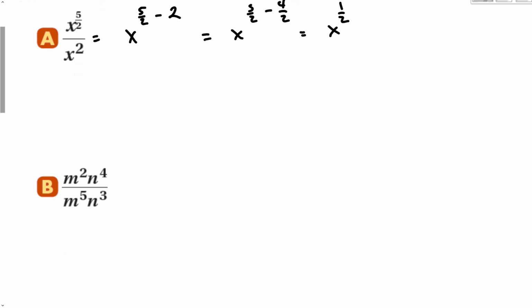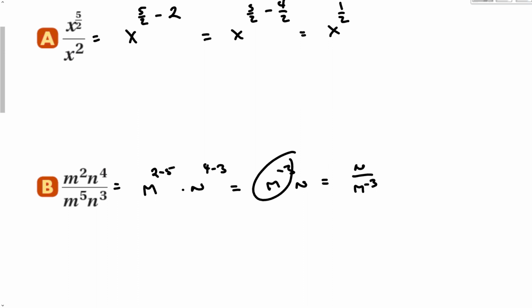Let's look at b. Let's take both of these separately, because different variables, got to treat each separately. So this would be m to the 2 minus 5 power times n to the 4 minus 3 power, which gives me m to the negative 3, n to the first. And then when we have a negative exponent, it moves to the bottom of a fraction, and when it moves to the bottom of a fraction, it then becomes positive. That was the point. Let's look at some more problems.